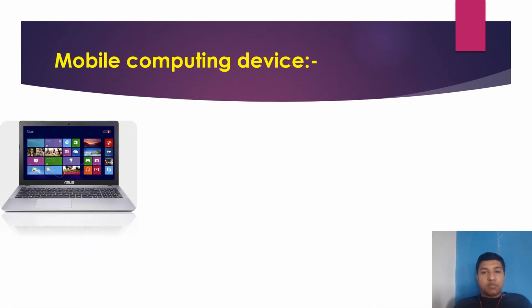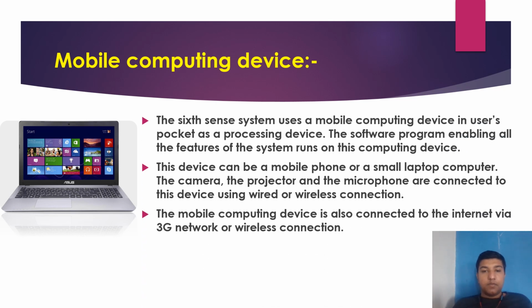Now our fifth component is the mobile computing device. The sixth sense system uses a mobile computing device in the user's pocket as a processing device. The software program enabling all the features of the system runs on this computing device. This device can be a mobile phone or a small laptop computer. The camera, the projector and the microphone are connected to this device using a wired or wireless connection. The mobile computing device is also connected to the internet via a 3G network or a wireless network. Nowadays, we have come to a 5G network also. So it can be connected to a 5G network or 4G network.